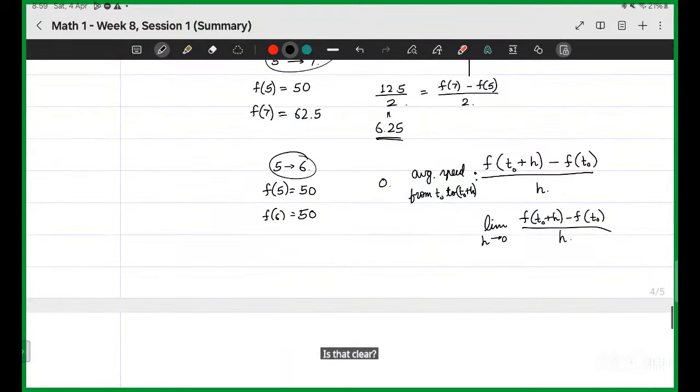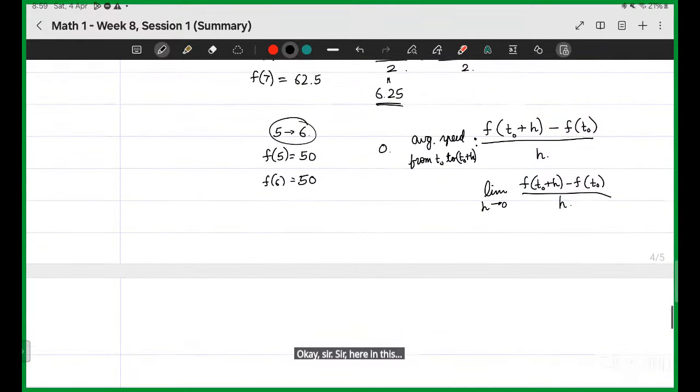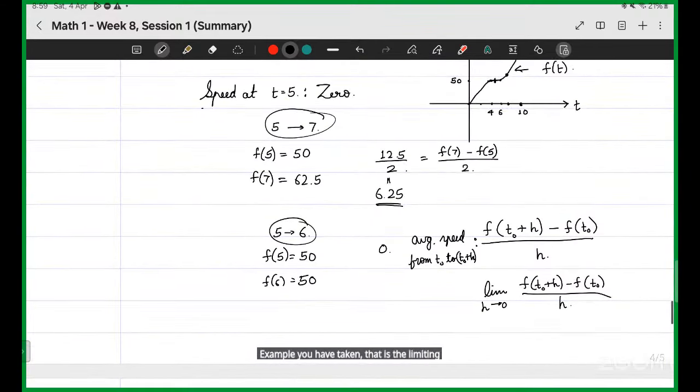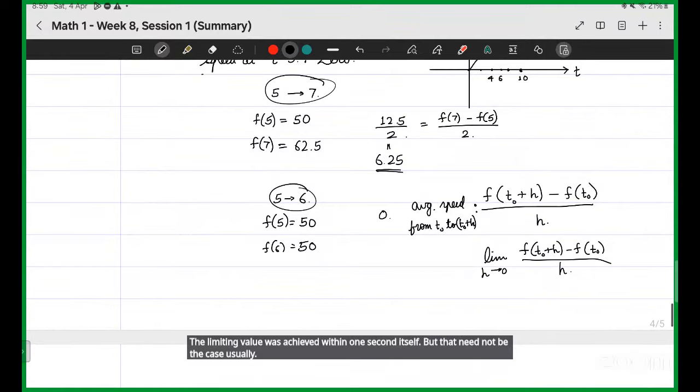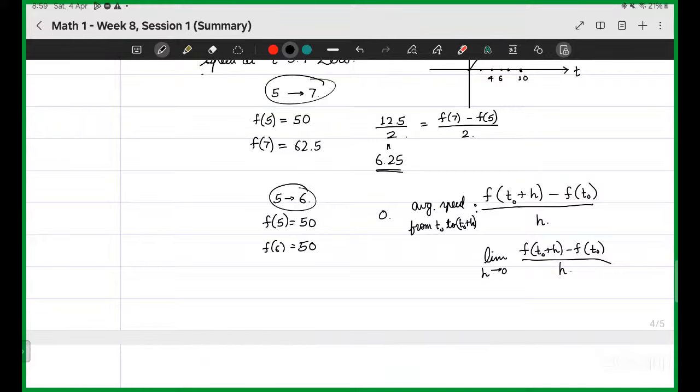Okay, sir. Sir, here in this example you have taken, the limiting value was achieved within 1 second itself, but that need not be the case usually. Okay, sir. All right. We'll see examples of that also.